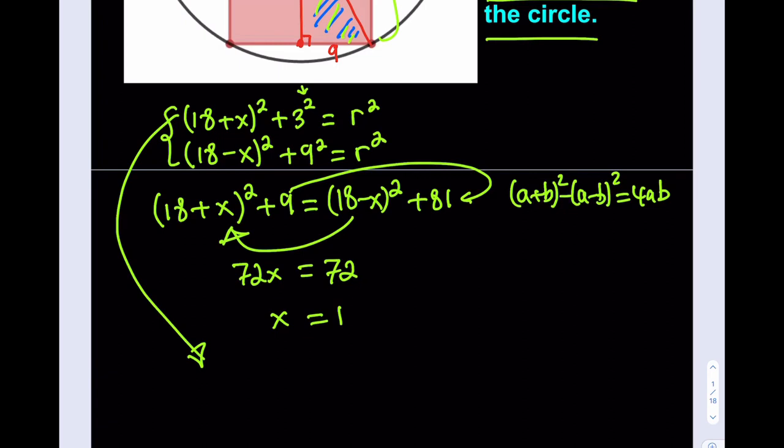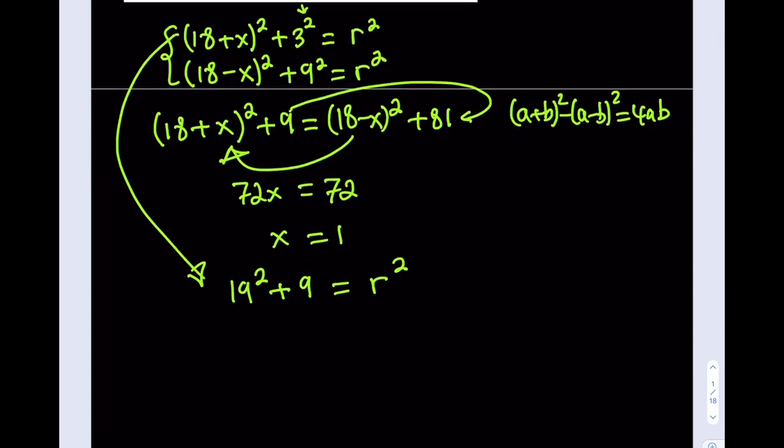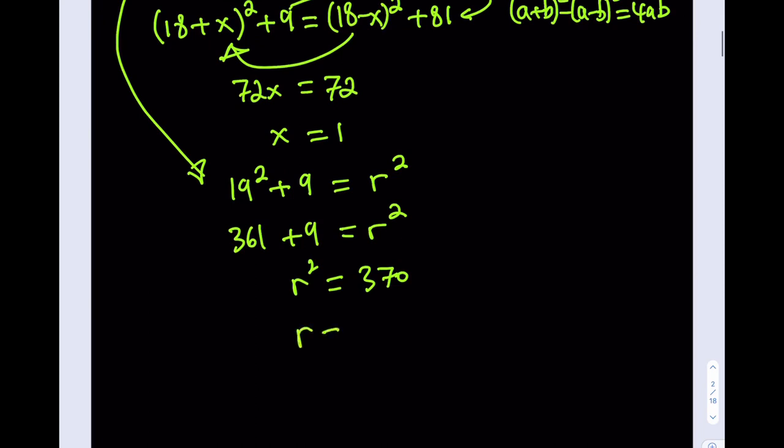But 18 plus 1 is what? 19 squared. Awesome. And I know what 3 squared is: 9, and that should equal r squared. What is 19 squared? I think you need to have this memorized, because it comes up a lot. It's good to know squares, at least all the way up to maybe 25. Okay, cool. 19 squared is 361. So when I add the 9, it becomes what? 370. Okay, then r squared is equal to 370, from which r equals the square root of 370.